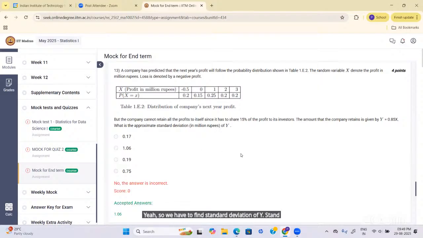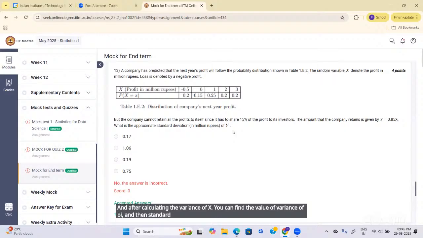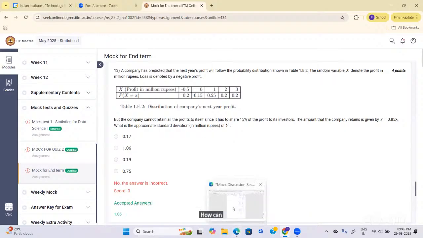Standard deviation means we have to first find the variance of Y. How can we find the variance of Y? Y is actually a function of X. So actually we have to find the variance of X first. And after calculating the variance of X, you can find the value of the variance of Y and then the standard deviation of Y. How can we calculate this variance of X?